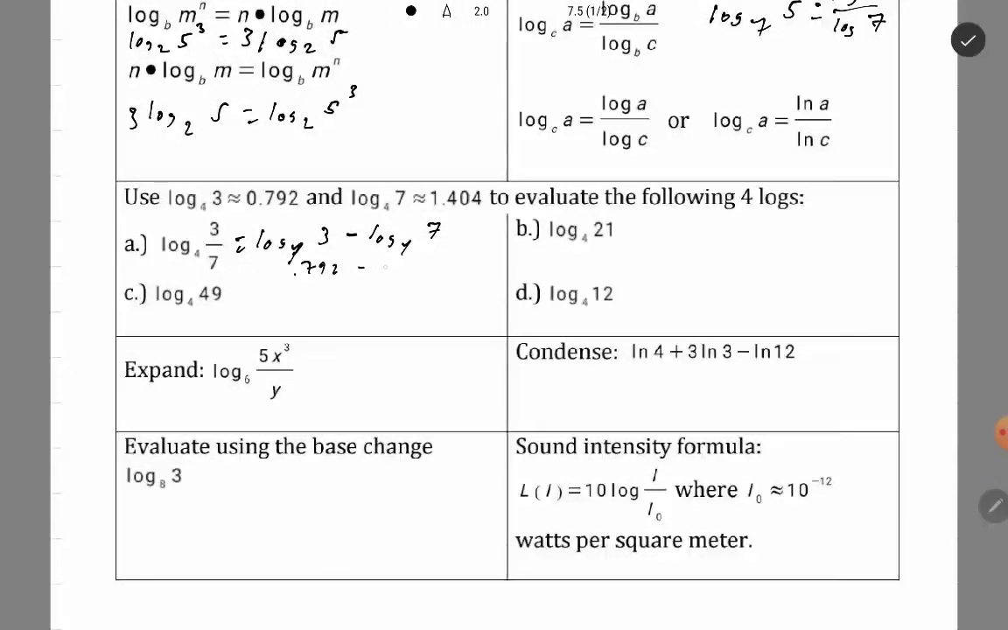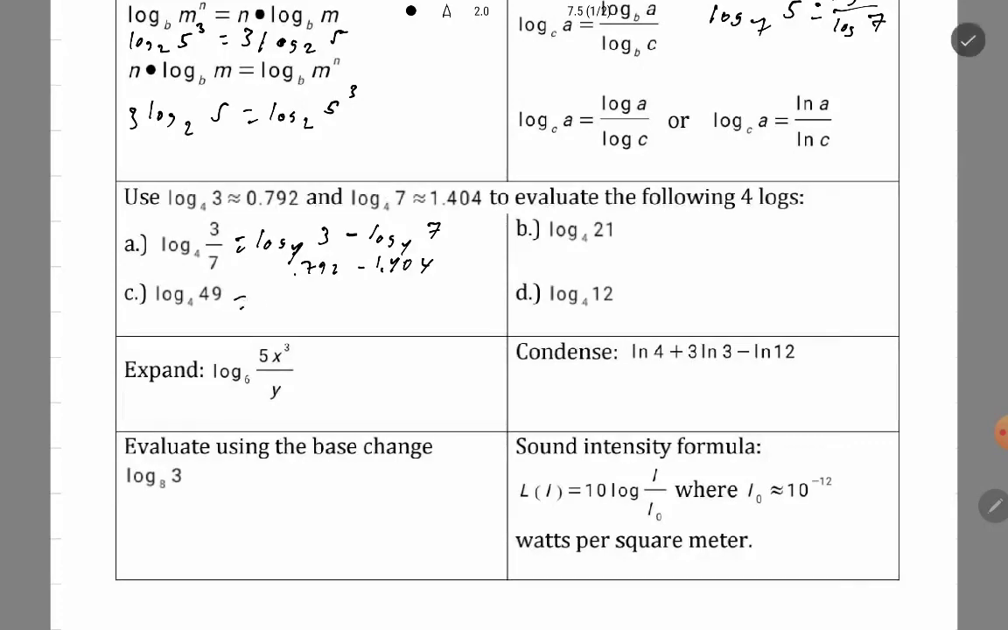So that would be 0.792 minus 1.404, which we would put in a calculator. But we're just using these facts to practice our quotient rules, or just our product rules and all our different properties.